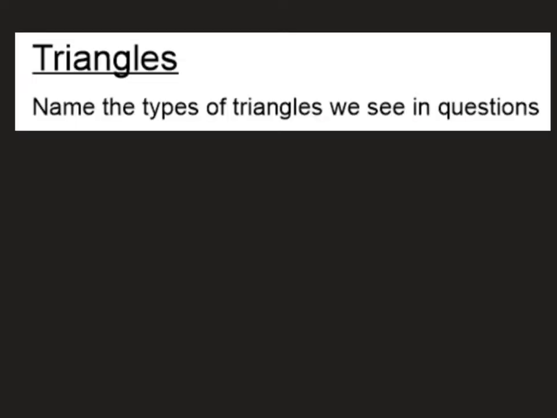So the types of triangles we see in questions. Just have a think in your head, pause the video and have a think if you can think of them. So you should have come up with the equilateral. Now let's just think about the properties there. Equilateral, it's in the name, 3 equal sides and therefore 3 equal angles. There are 180 degrees in a triangle, therefore the interior angle there is 60 degrees. All equilateral triangles are also similar, obviously.